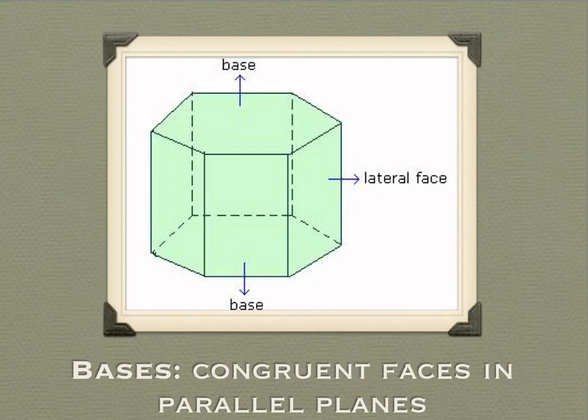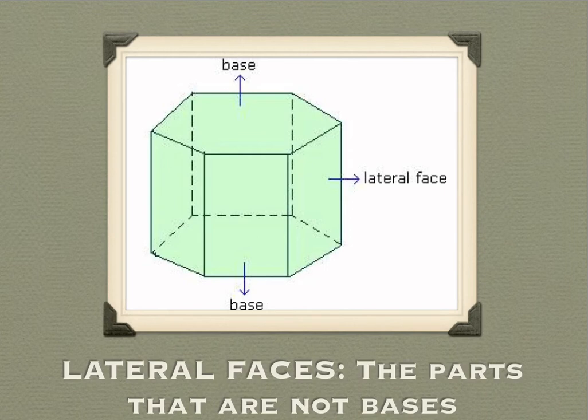First off, our bases are going to be congruent faces that are in parallel planes. So we have a base down here, and then we have a base on top. Whereas our lateral faces are the parts that are not bases. So basically, all of the sides of the prism are our lateral faces.